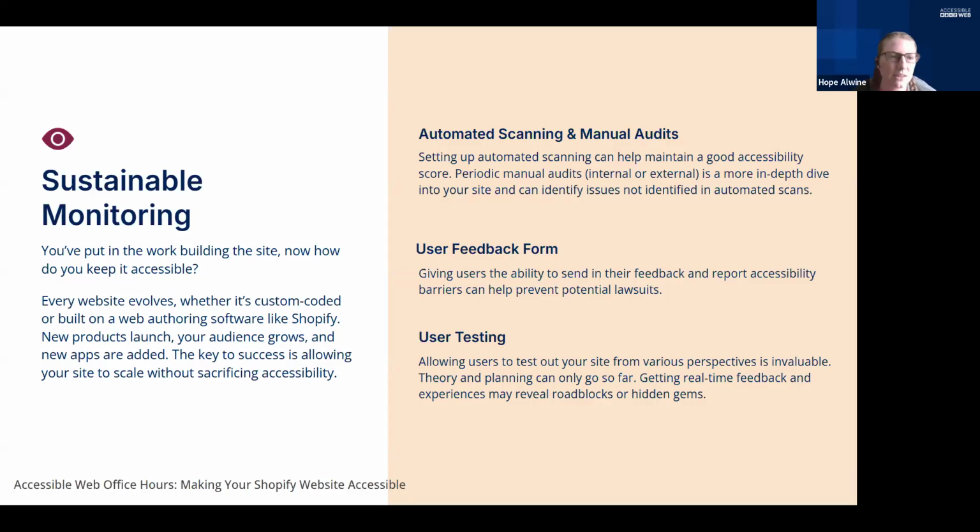Here are a couple of points to consider, and also to work on setting up while you're building your site, so that it's already built in and you can continue your monitoring even after you've launched your site. This includes automated scanning and manual audits. Setting up automated scanning, like RAMP, which we offer, can help maintain a good accessibility score. Periodic manual audits, internal or external, completely up to you, are more of an in-depth dive into your site and can also identify issues that aren't caught with automated scanning.